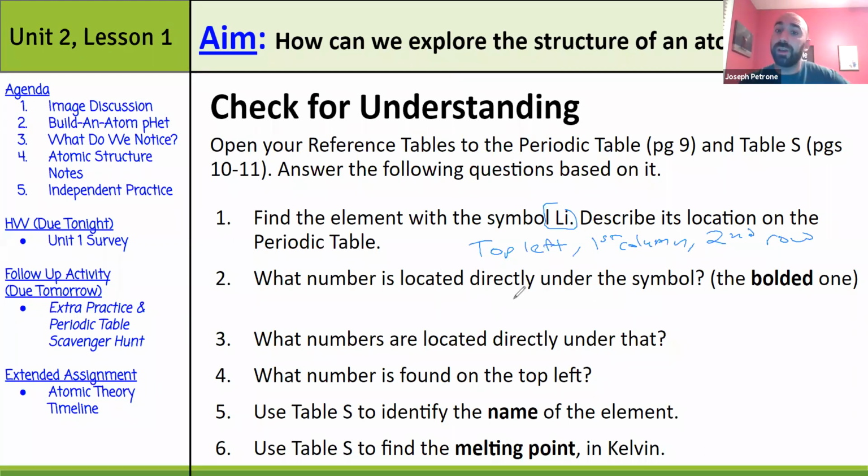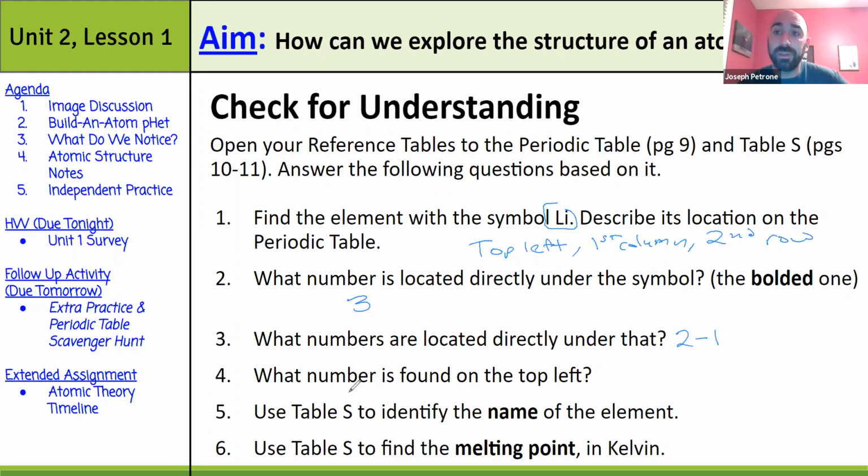What number is located directly under the symbol, so the bolded letter? We should see that that number is 3. And we'll get into what this number represents along with the other numbers represented here. What numbers are located directly under that? You should have seen a 2-1.